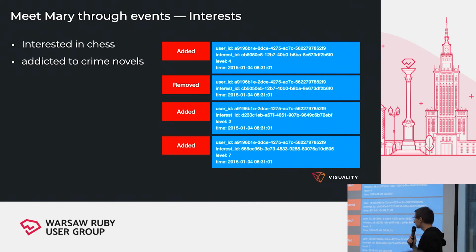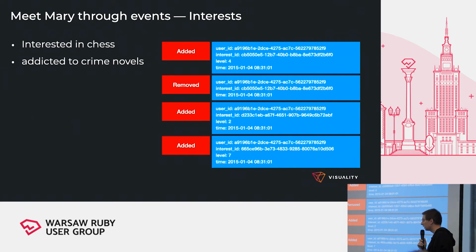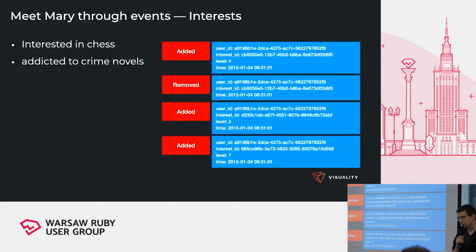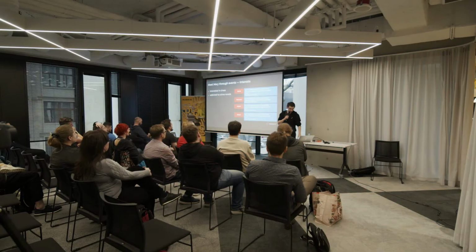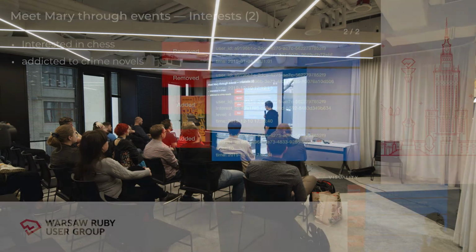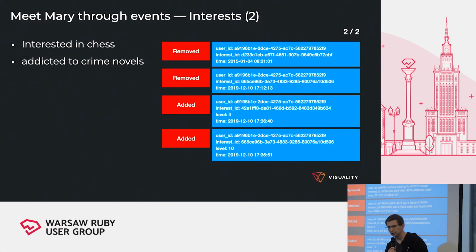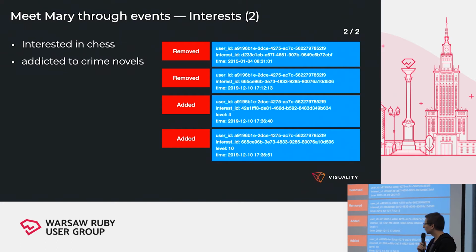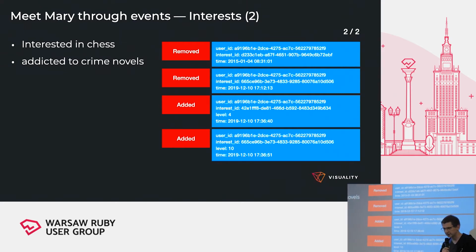And about her interests, of course, as you can imagine, her interests over the years have also changed. So we have some entries, and then we have some more. Analyzing those, we can conclude that she's not only into crime novels and chess, but she used to have different interests.